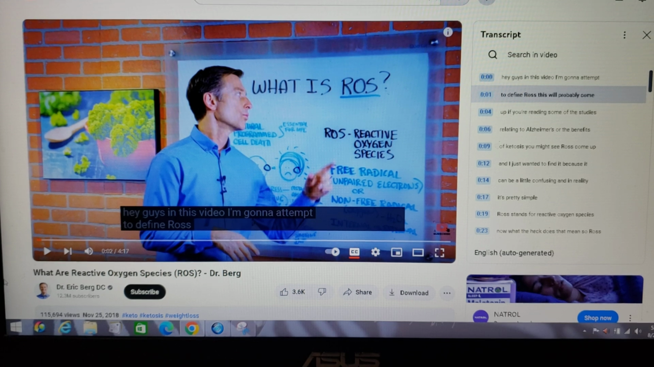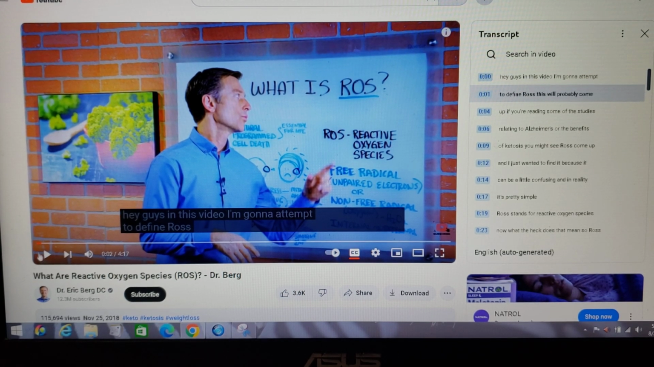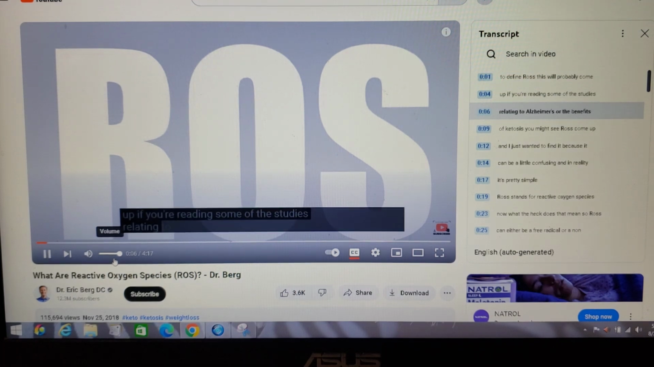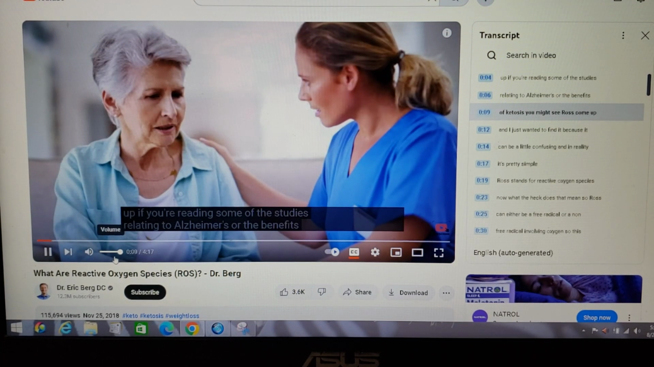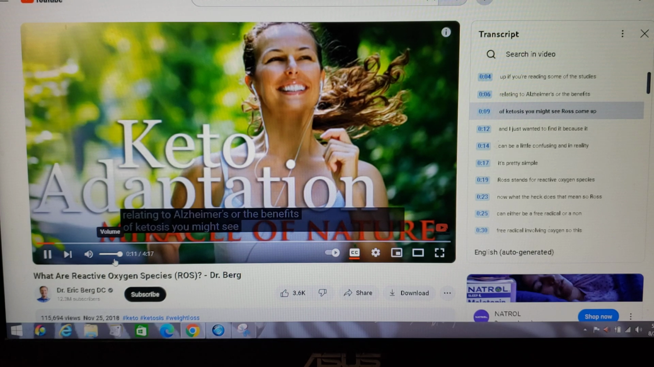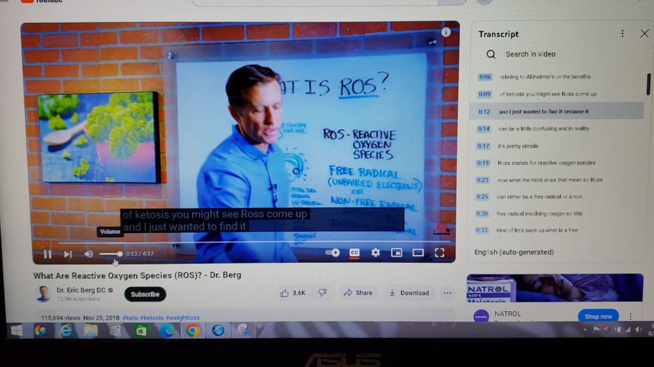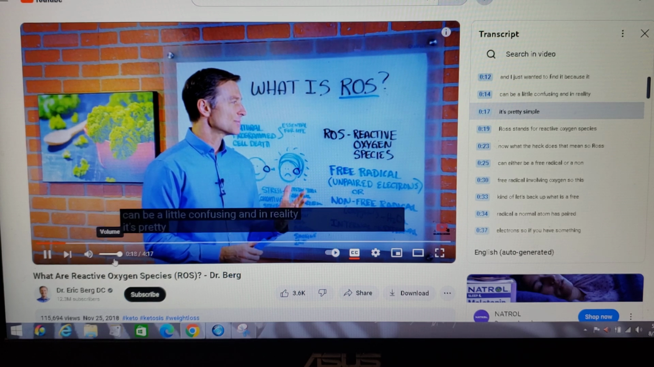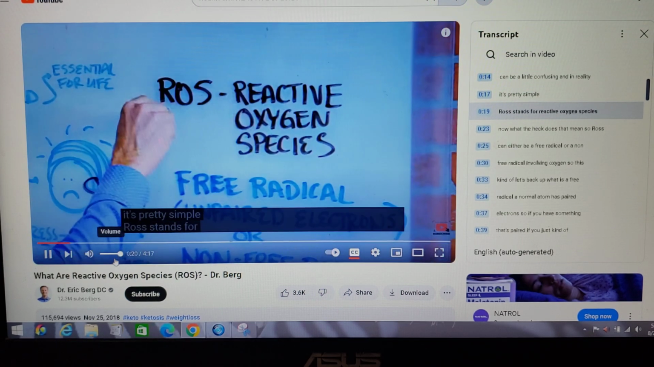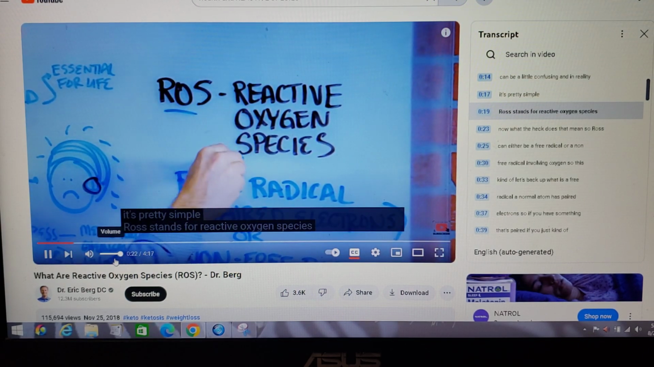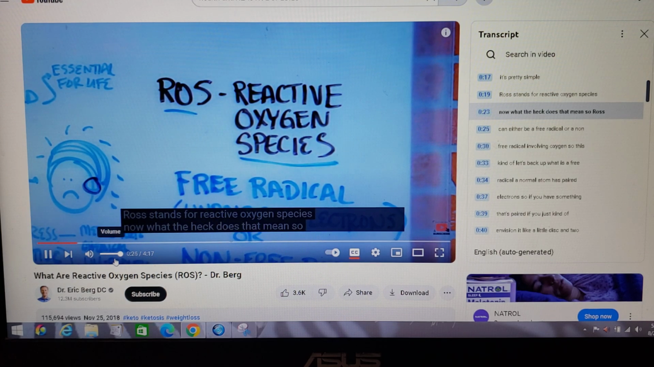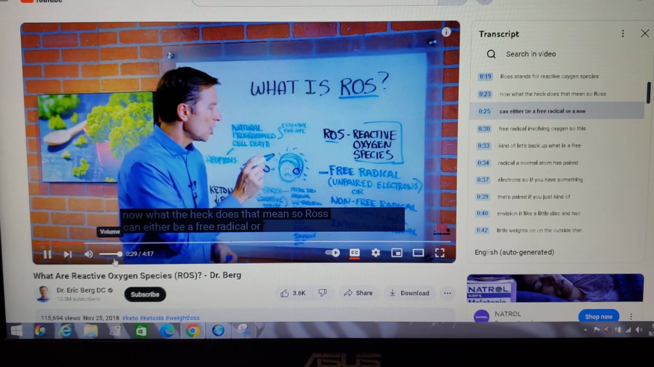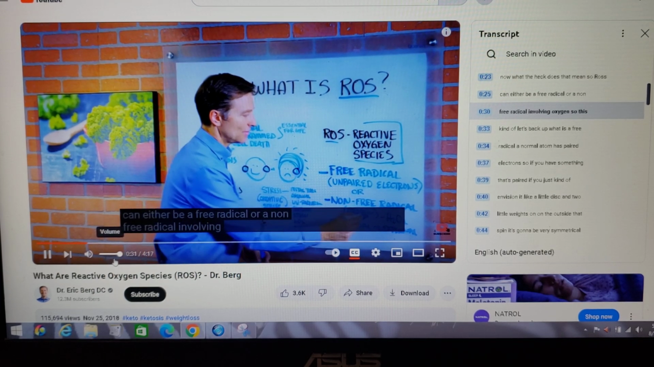So, what is this reactive oxygen species thing? ROS. This would probably come up if you're reading some of the studies relating to Alzheimer's or the benefits of ketosis. You might see ROS come up, and I just wanted to find it because it can be a little confusing, and in reality, it's pretty simple. ROS stands for Reactive Oxygen Species. Now, what the heck does that mean? So, ROS can either be a free radical or a non-free radical involving oxygen.